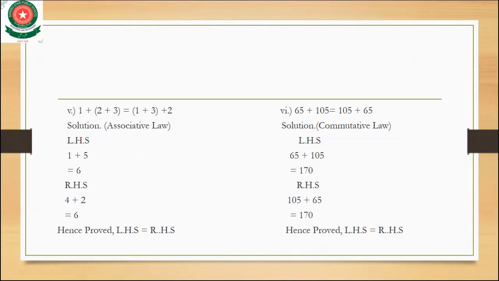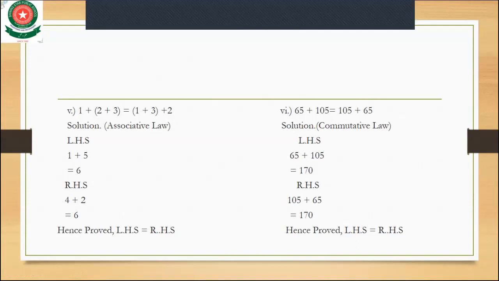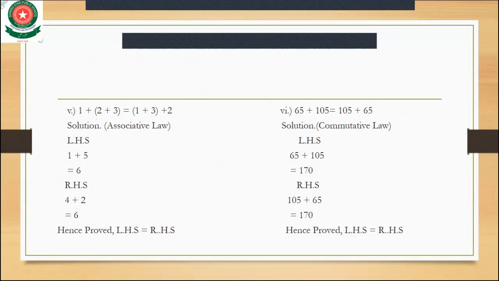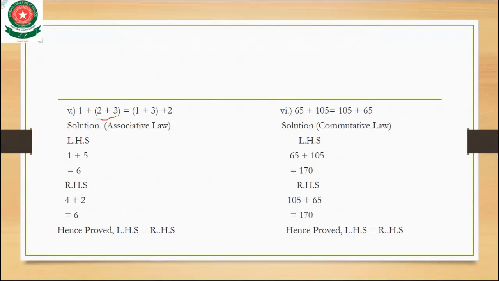So first of all, take the left hand side: 1 plus 5, and 5 will become when you add 2 plus 3. 2 plus 3 is equal to 5. And how did 5 come? When we added 2 plus 3. Okay class, when you add 2 plus 3, the answer will become 5.